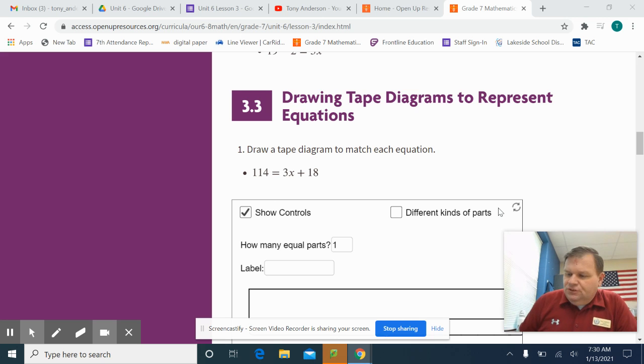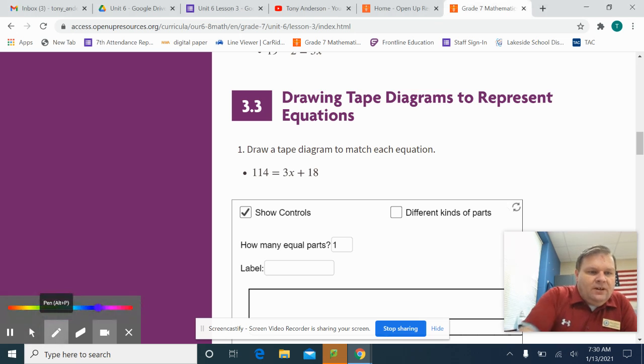Hey everyone, once again we're still focusing on tape diagrams, and on this particular one, we are asked to draw a tape diagram for the equation. I'm not going to use this activity applet down here. I'm actually going to draw it out.